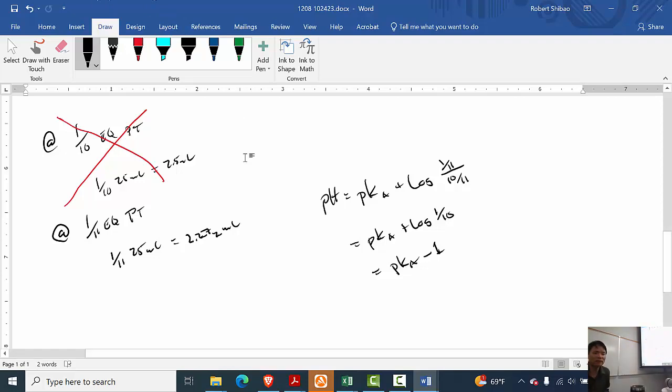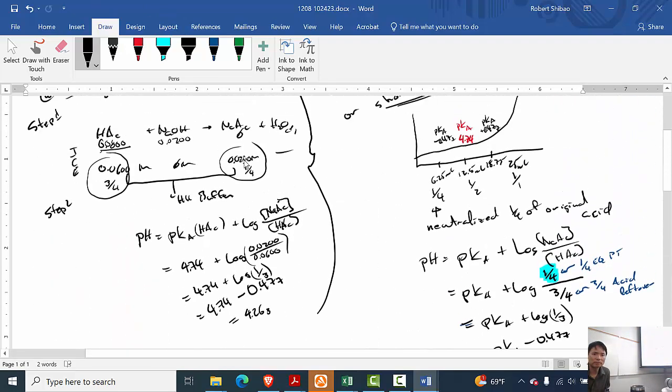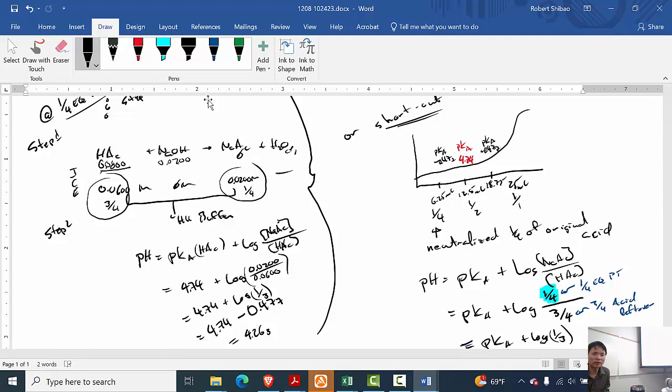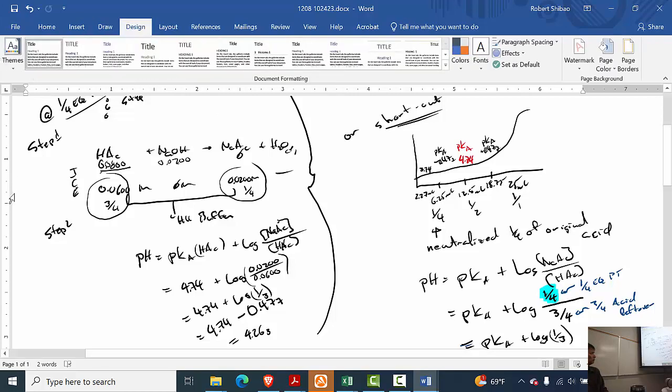So this is a very rapid point to get. At 1/11th of 25 milliliters, I can get the pH quite easily. 1/11th of 25 milliliters is 2.27 milliliters. It's kind of an odd number, but at 2.27 milliliters, the pH is 3.74. The pH is 3.74 because that's pKa minus 1. And there's another point I can get quite easily. And what is that?